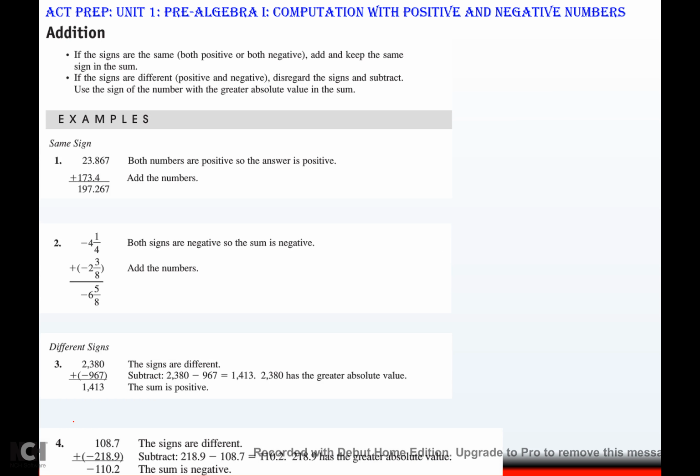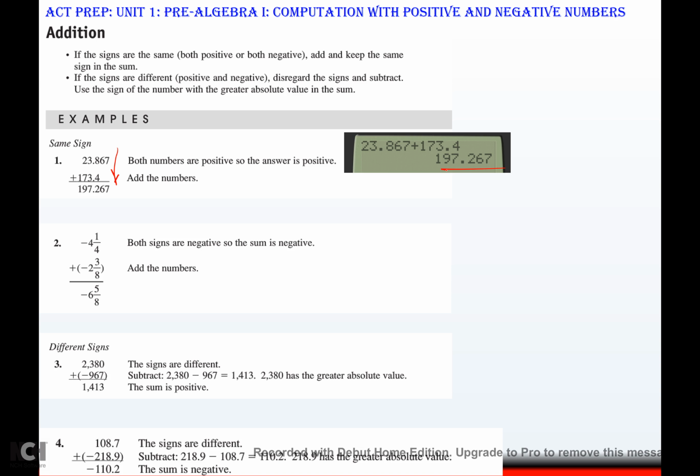All right, addition. If the signs are the same, you add and keep the same sign. If they're different, you disregard the signs, subtract, and use the sign of the number with the greater absolute value in the sum. Your calculator will take care of that for you as long as you type it in carefully. Type it the way you read it. This first one we're adding, and I'm writing mine horizontally, but you type it the way you read it: 23.867 plus 173.4, and there's your answer.